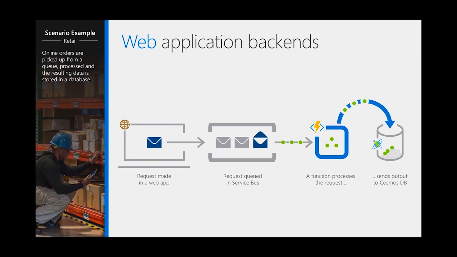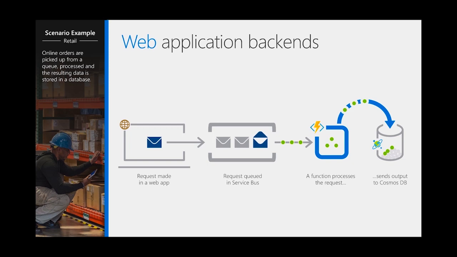What you can do is create web applications, and whenever somebody makes an order, you can put the message into a service bus queue, and then you can have your Azure Function listen to the service bus queue, and then execute the Azure Function, and store the necessary information into the Cosmos DB.